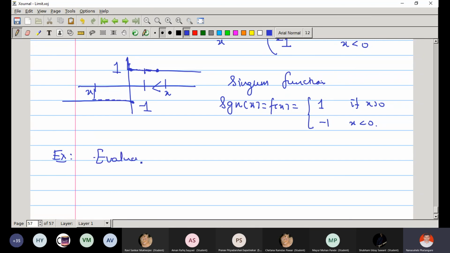Now this is just an exercise. Evaluate the limit as x tends to 0 of 3x square plus absolute value of x upon absolute value of x minus 1. Evaluate the limit at x tends to 0 of this function. Okay, so we'll stop here. If you have any doubt, you can ask.